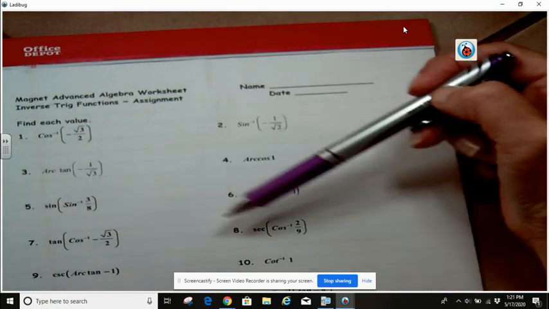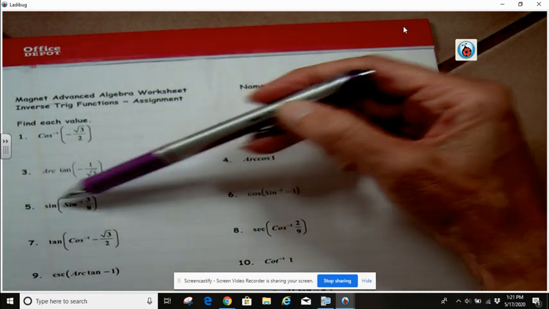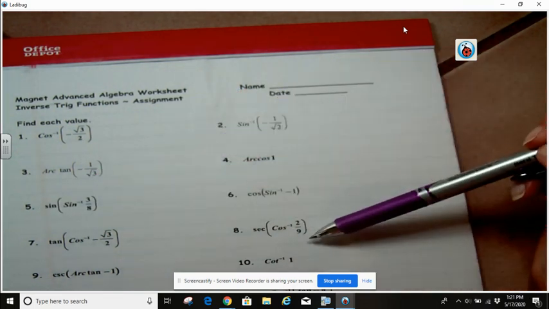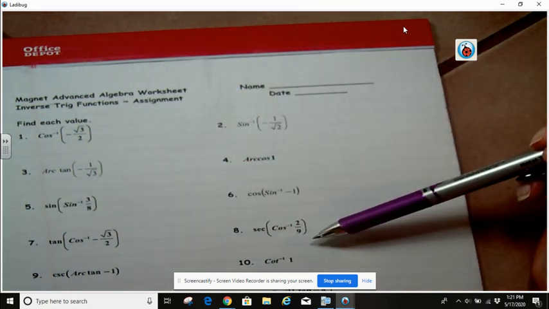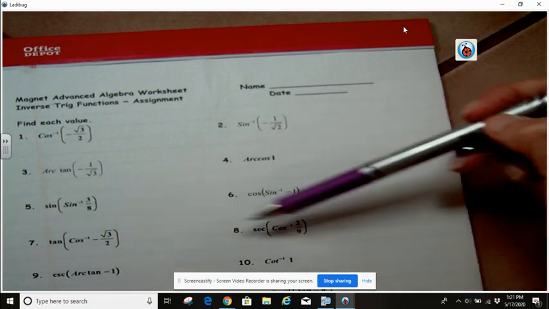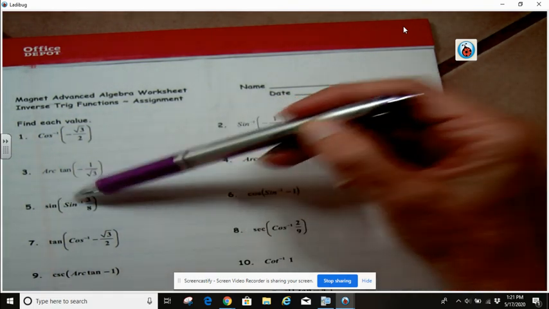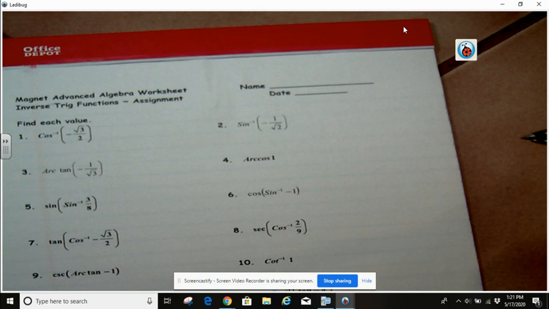So for 5 and 8, I can see that we've got 3 8s and 2 9s. Obviously, those are not special angle values, but these both have shortcuts because you've got the same trig function and reciprocal trig functions. Okay, office hours are the same this week.